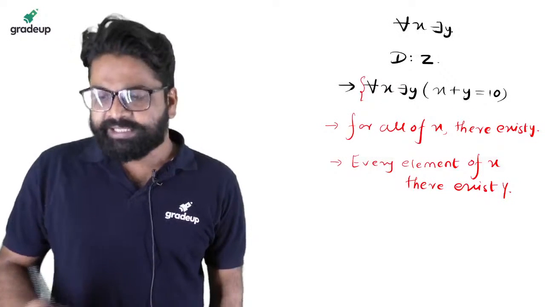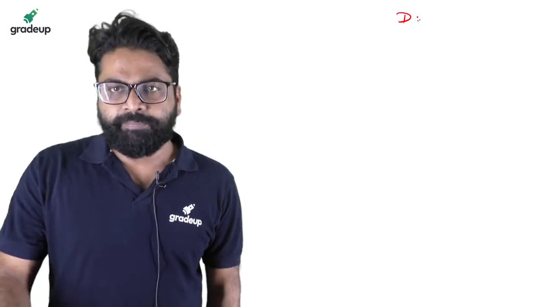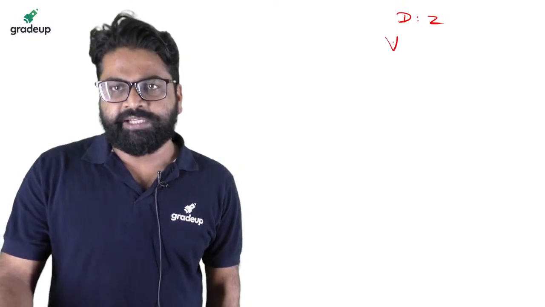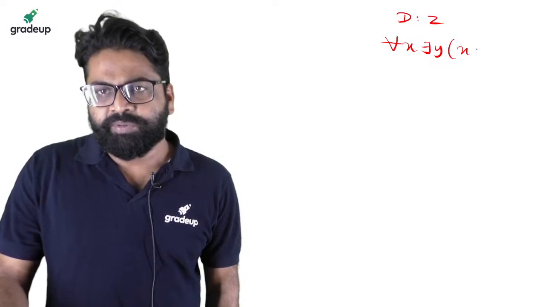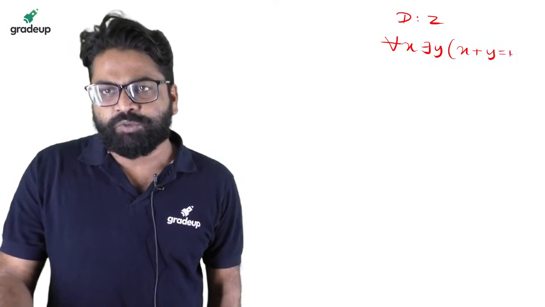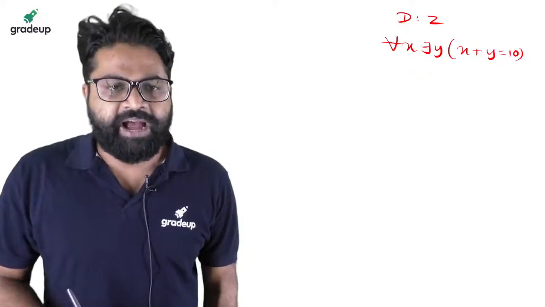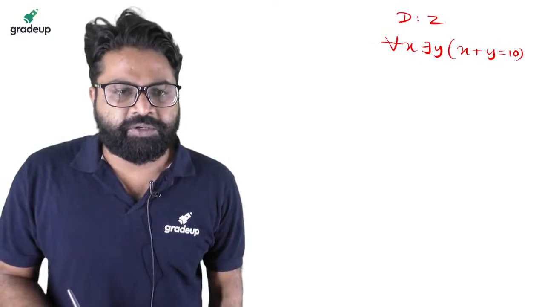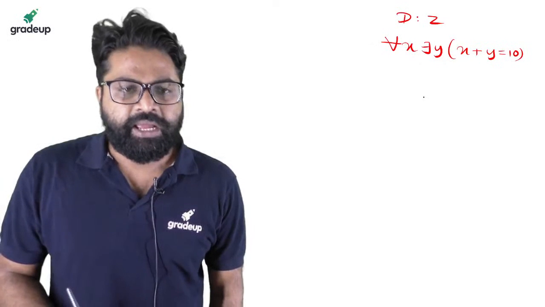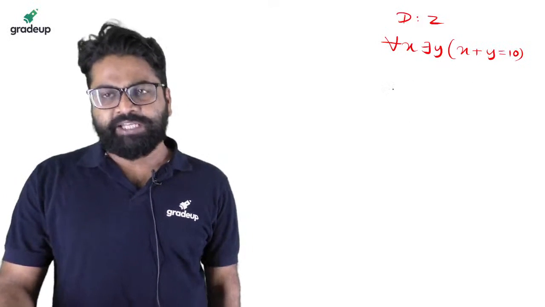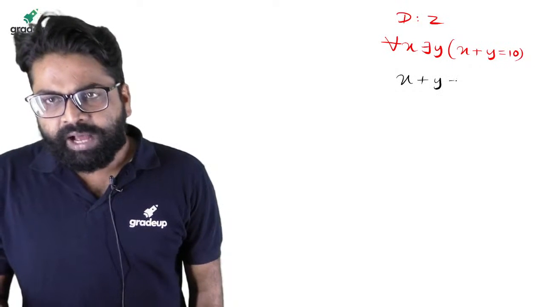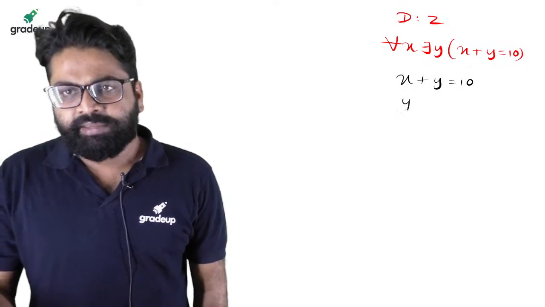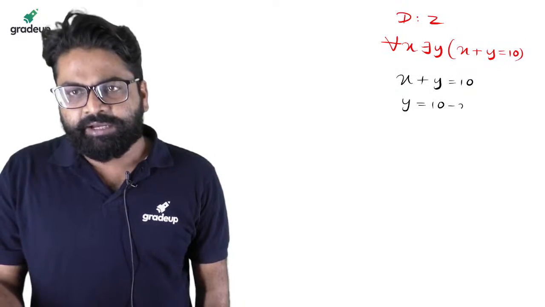Let's take an example and talk about it. Suppose, as I told you, my domain is the set of integers, and you are saying that for all x there exists y, and let's consider that your open statement is x plus y equals 10. We have to talk with respect to this particular situation. Now x plus y equals 10 can also be written as y equals 10 minus x.